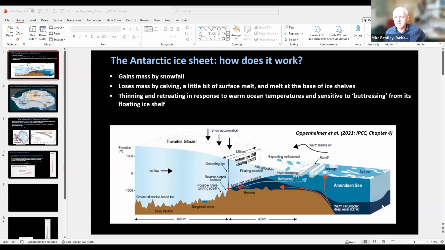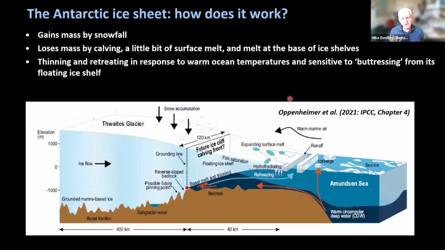So I'm just going to spend about 5 slides just trying to answer 4 or 5 questions that I get asked quite a lot. One is, how does the ice sheet work and why are we worried about it? Secondly, what's happening spatially across the continent? How's that been changing through time? And then the final question I'll answer is, where are we heading? What does the future hold?